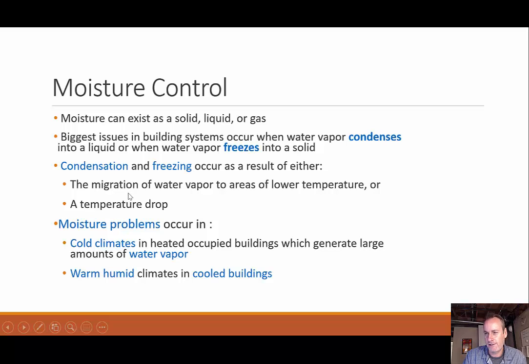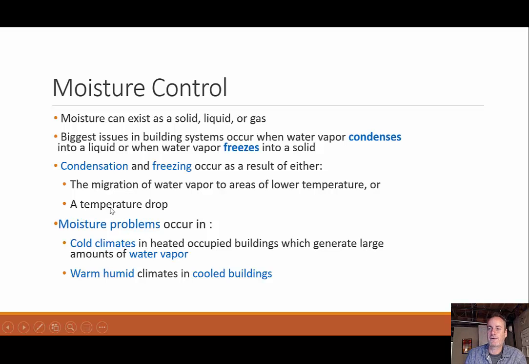One is the migration of water vapor to areas of lower temperature. So if I have a glass of cold water, is probably the classic example, right? And I'm in a humid, warm room, what I'll see is little droplets forming on the outside of the glass, like it's sweating almost, right? But what's happening is the humidity is hitting this colder temperature, changing the physical properties, the phase change of water, turning it into a liquid and then accumulating as water.